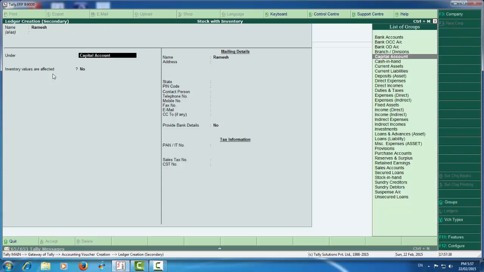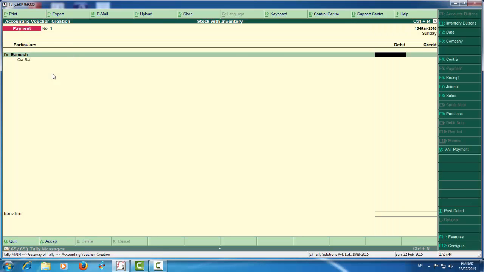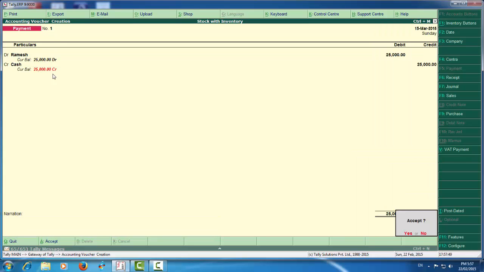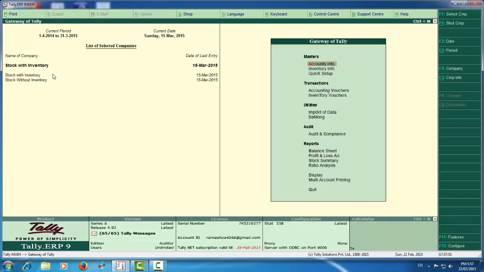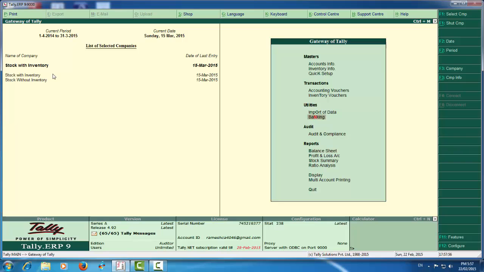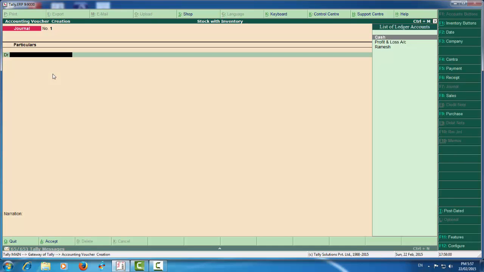debit Ramesh, that is indirect expense for salary. Let's see, that is 25,000 we paid in cash. Now you can see that there is a loss of 25,000. We are transferring 25,000 through JV.